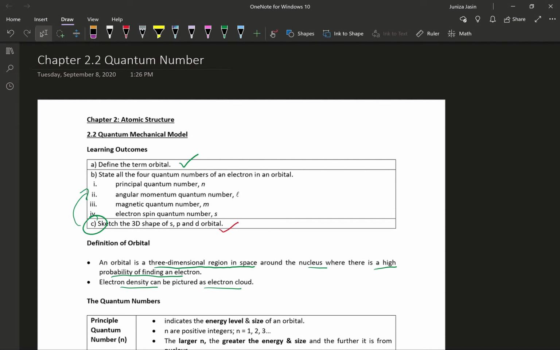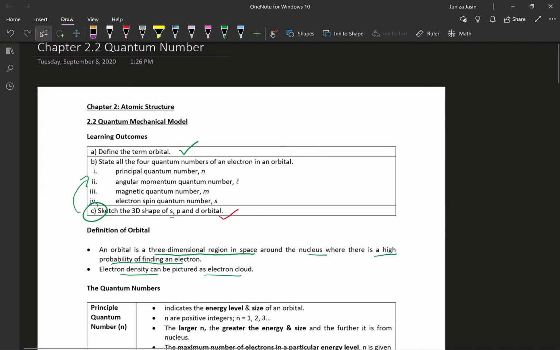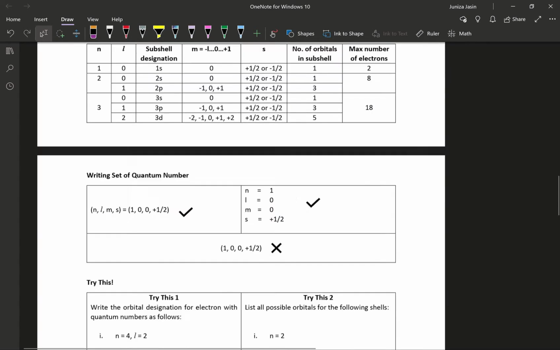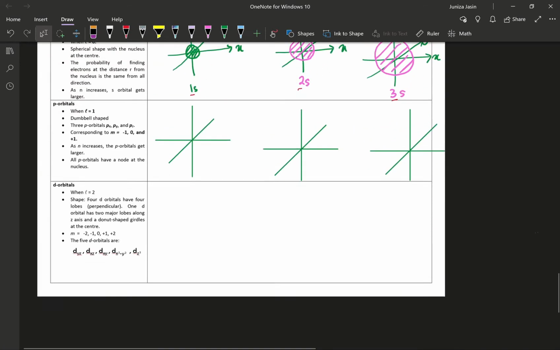So, let us continue with chapter 2.2 quantum number. In chapter 2.2 quantum number, I will start with sketching the 3D shape of S, P and D orbital, and then only I will go back to define the term orbital and the value of N, L, M and S. Okay, so let us go to our drawing.